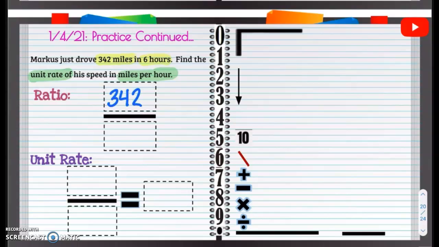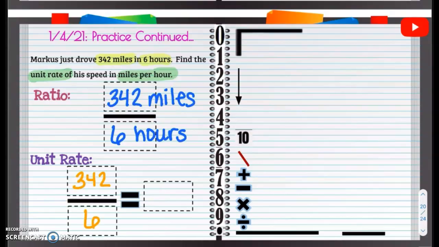342 miles in 6 hours. I'm going to put 342 miles in 6 hours. Now, what we're going to do is literally transfer this down here. So 342 and 6. So here, remember, this literally means divide. So all we're going to do is divide.